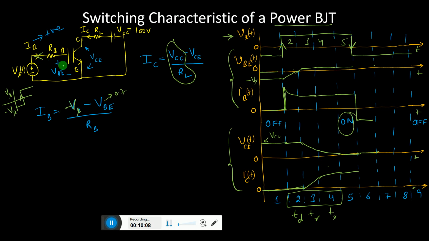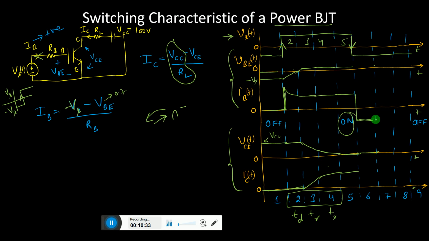But this voltage across the base-emitter, VBE, will not change immediately, because in the N minus layer all the minority carriers have been injected. So when there is a negative current, these injected carriers need to be taken out. Unless they are taken out, the base-emitter voltage drop is still positive.